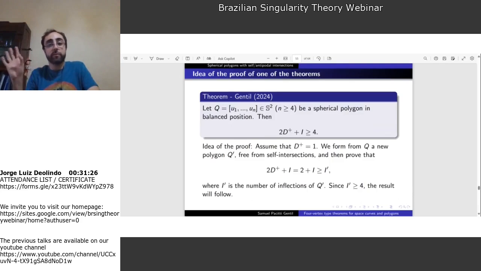We shall form from Q a new polygon, Q prime, which will be free from self-intersections, and then prove that this number here is greater or equal to I prime, where I prime is the number of inflections of the new polygon. And since this number is greater or equal to 4, the result will follow.